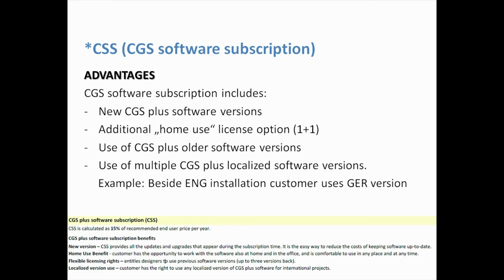Clients get all new versions in the subscription period, which is 1 year. They get additional home use license option available. They can use older versions of CGS+ software, for example on older AutoCAD versions, and they can also get multiple CGS+ localized software versions. For example, beside English installation they can also use a German localized version of the CGS+ software.